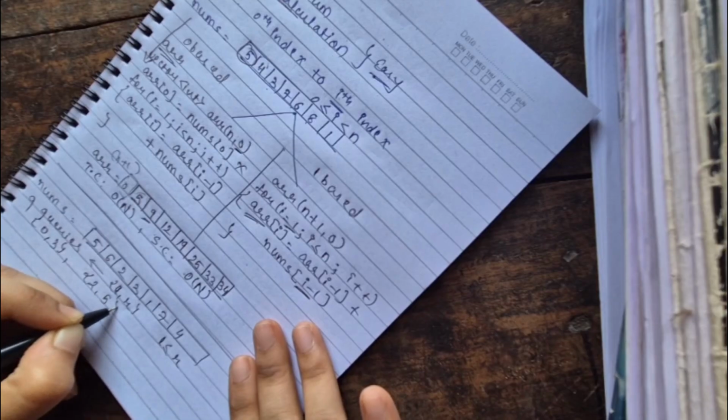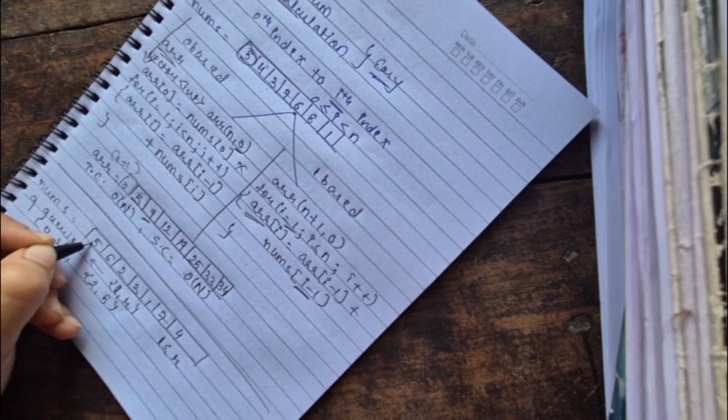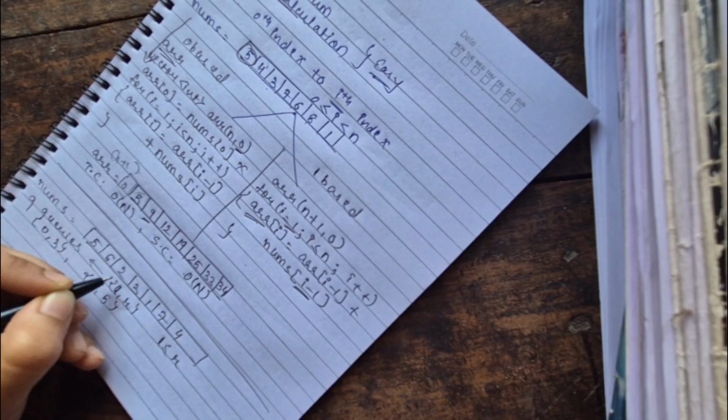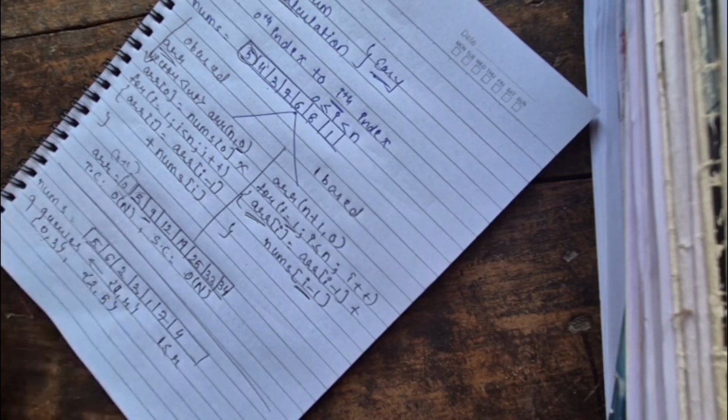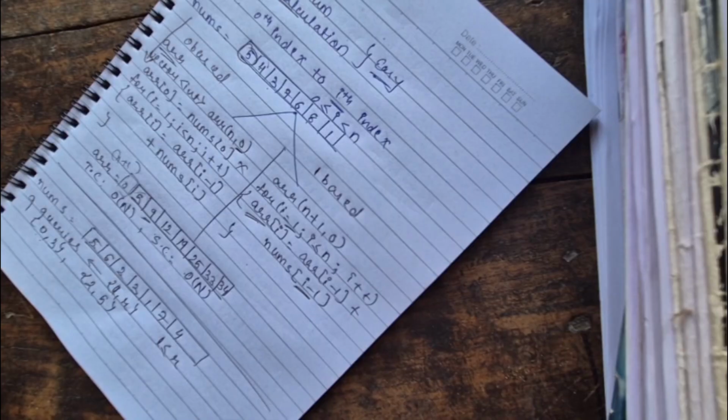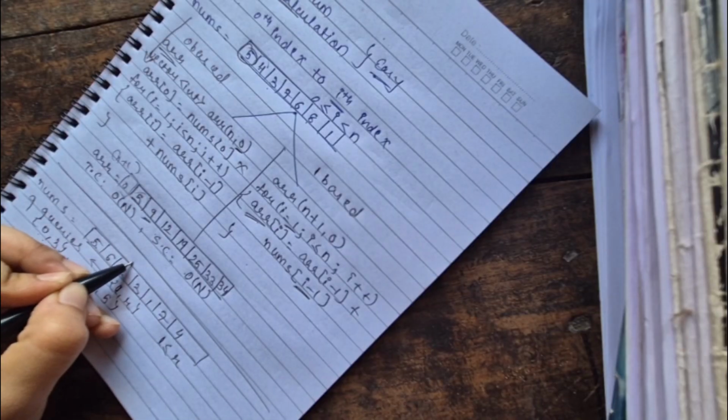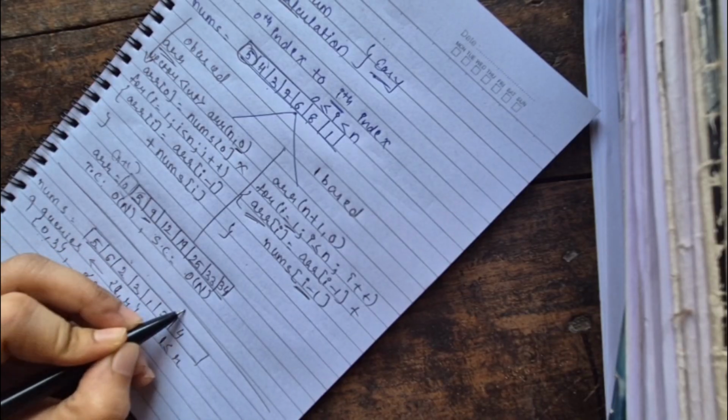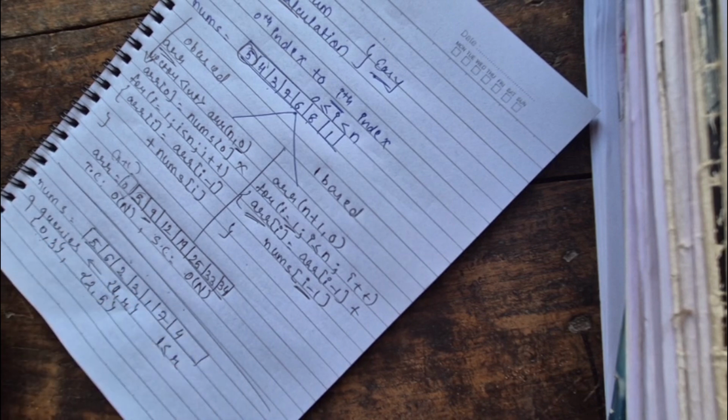Okay, so let's say you will be given two queries, 0 to 3 and 2 to 5. For the first query, you'll start from 0 and add 5 plus 6 plus 2 plus 3, and whatever comes you'll return. For the second query, you will again start from the second index, 2, 3, 4, 5.